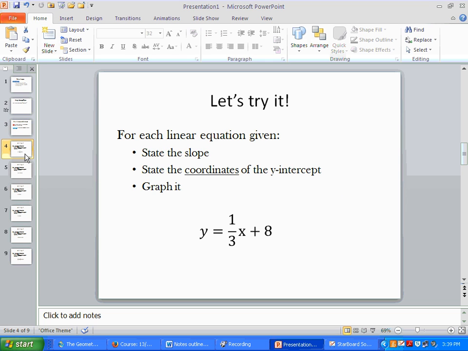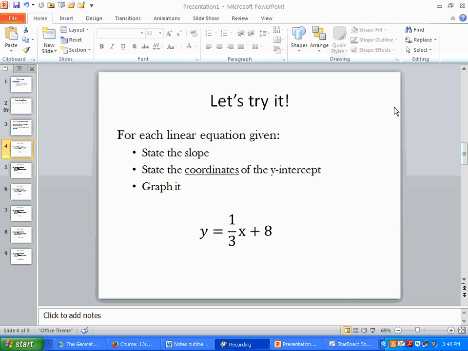Our task for the examples is going to be to find the slope, state the coordinates of the y-intercept, and then graph it. So if you recall from our previous definition, the slope is the coefficient of the x variable. So in this particular equation, if this is where the x variable is located, the coefficient sits right in front. So in this particular example, 1/3 is our slope.